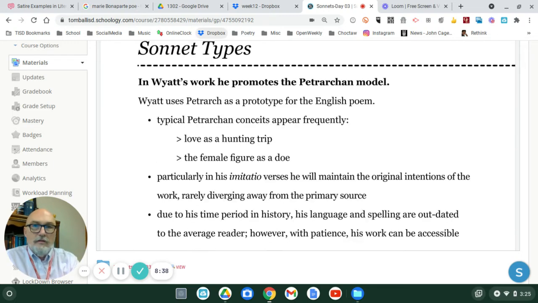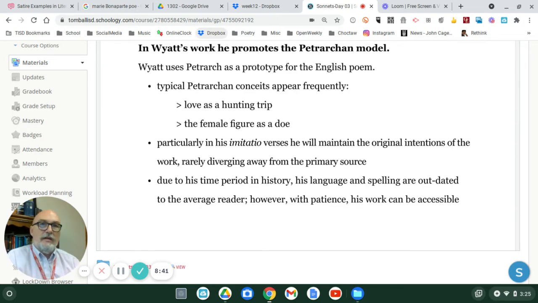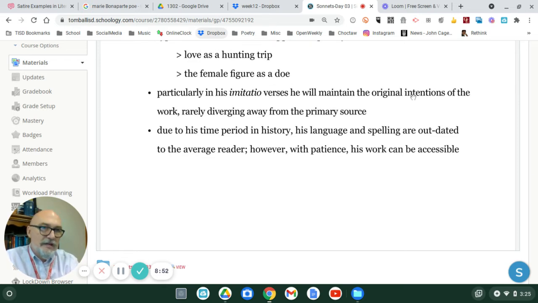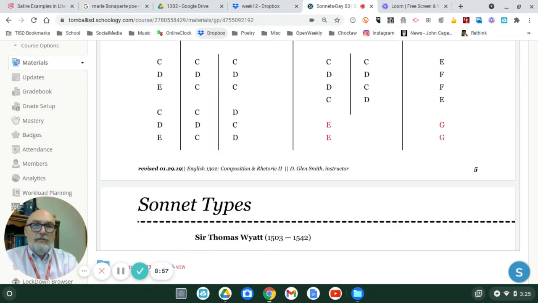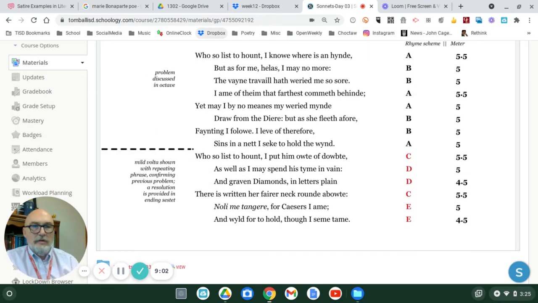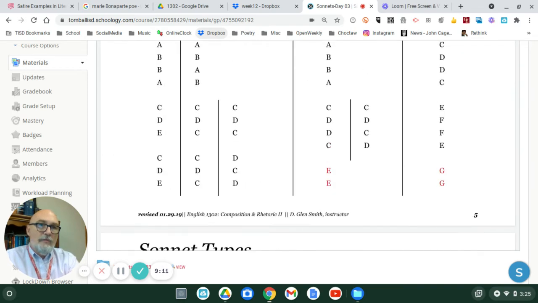At either rate you look at it, Wyatt was really good with the imitatio style. He would take a Petrarchan sonnet, using this method, come up with his own interpretation. Okay. He shifts the intention slightly. In the example I give you, however, down here, this is one of the translations that are very closely linked to the original. But again, I only want you to worry about pages 1 through 4.